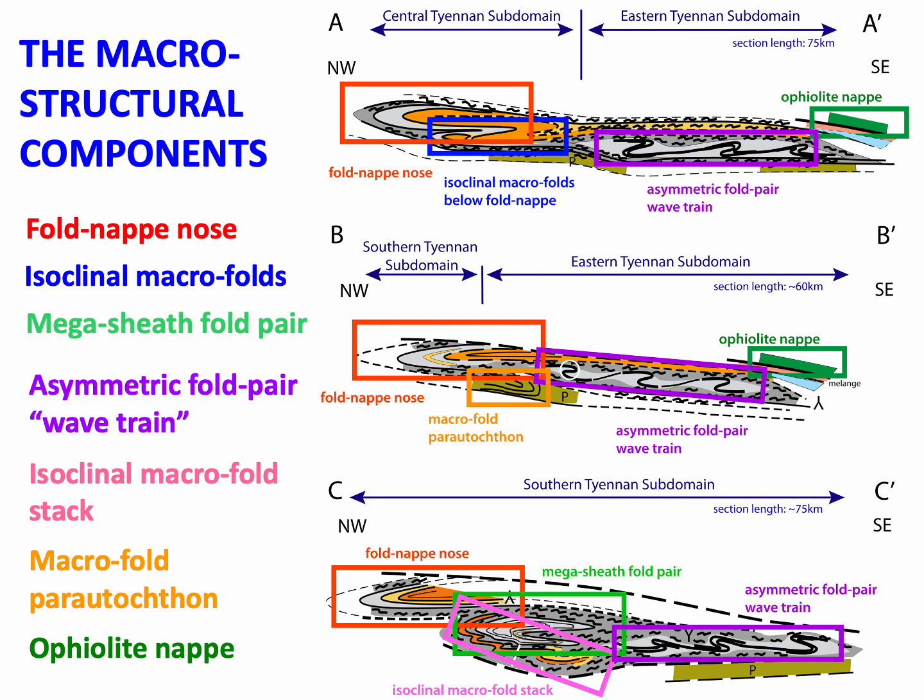The fold map shows, by the red triangle, the isoclinal fold below the main fold map in the central Tyennan; by the blue rectangle, the mega sheath fold pair; by the bright green rectangle, the asymmetric fold pair wave train; by the purple rectangle, the isoclinal fold stack enveloping the mega sheath fold pair; by the pink rectangle, the macro fold in the parautochthon; and by the orange rectangle, the ophiolite nap by the dark green rectangle.